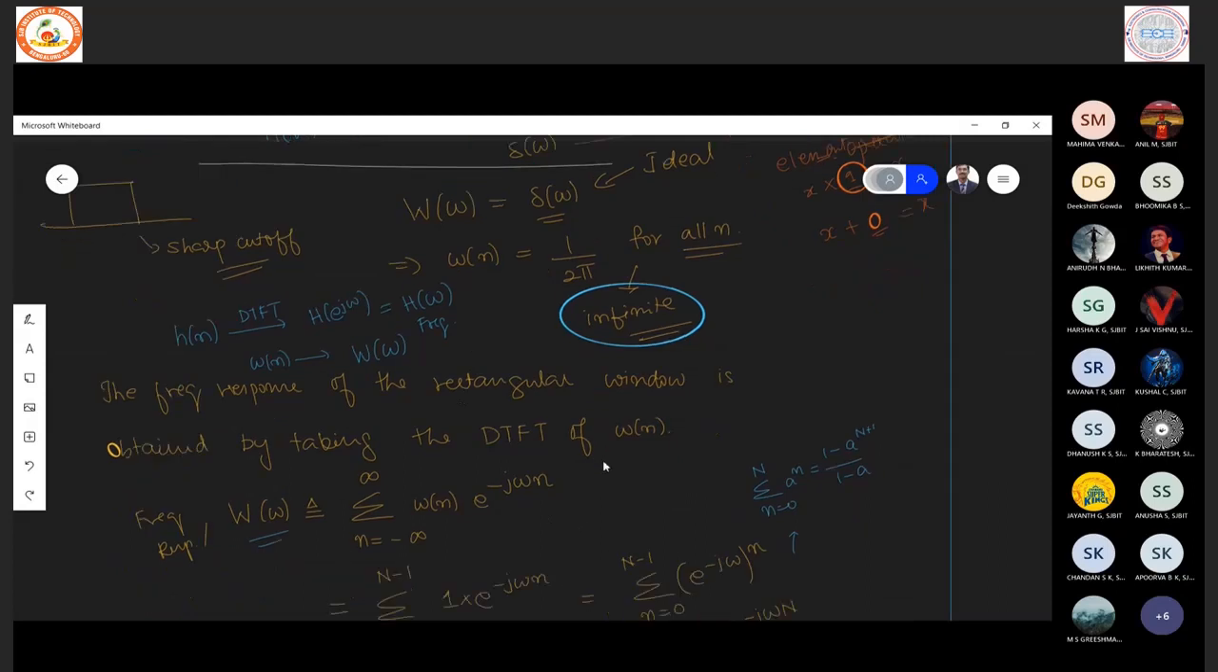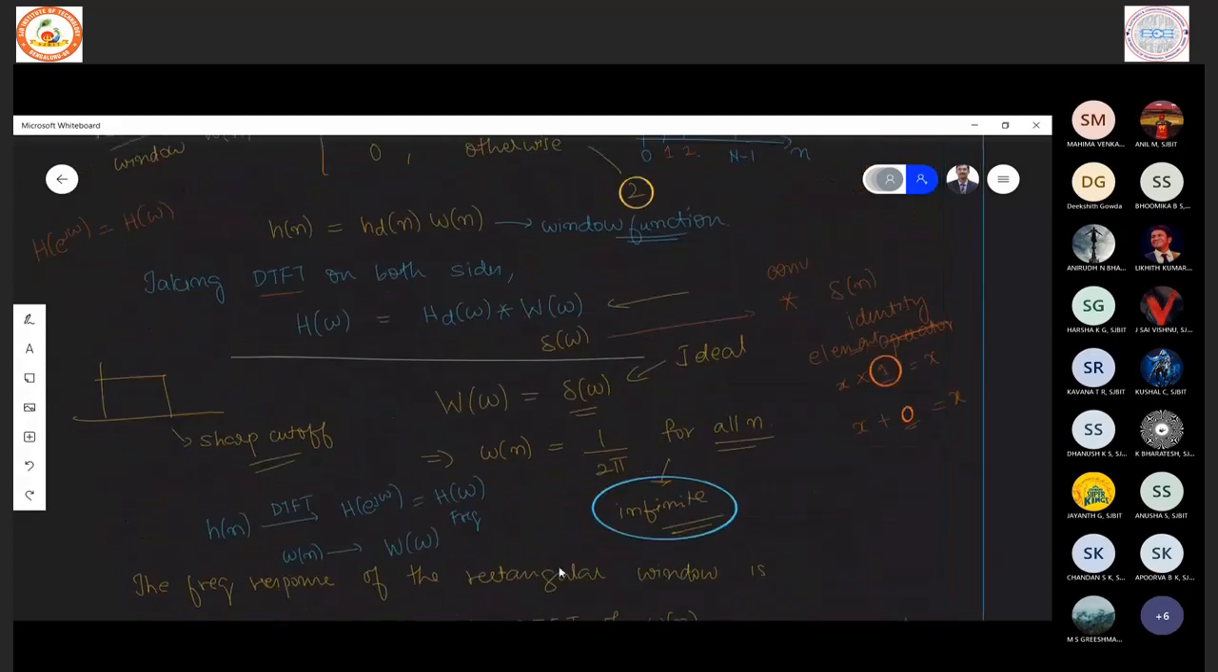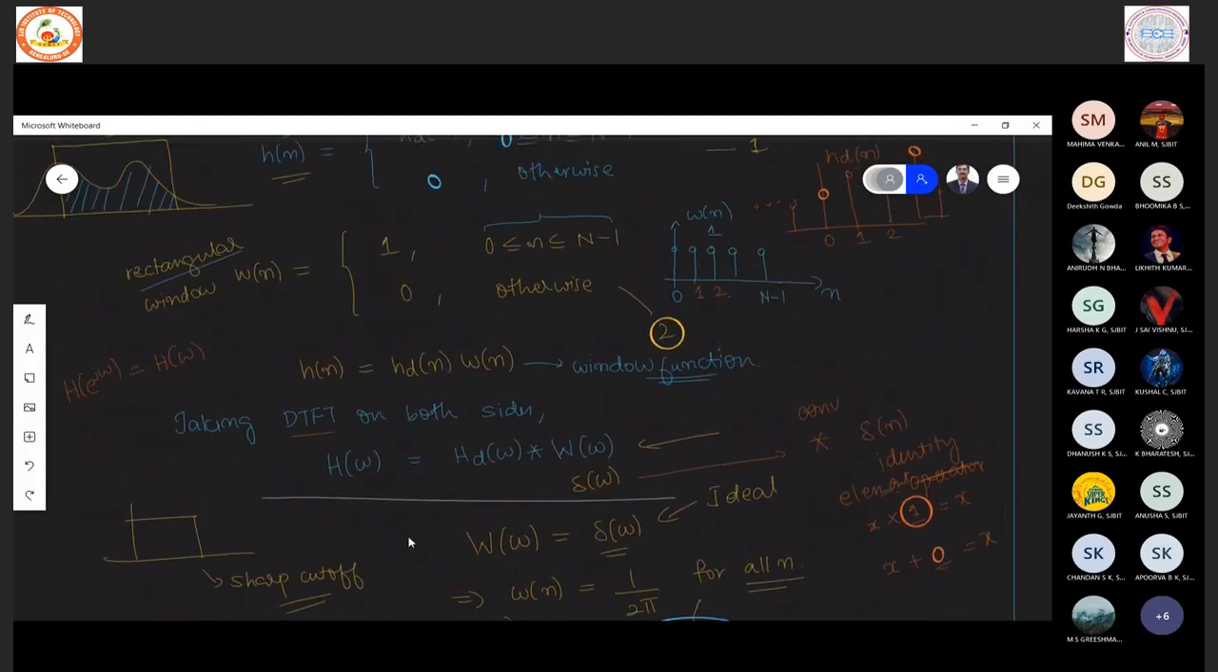Now, the frequency response of the rectangular window. The term that we just described here, the window, is called a rectangular window. Why is it called a rectangular window? You can see the shape. The shape looks like a rectangle. It is a discrete version, but still, if you look at the outline, it looks like a rectangle. So this is how a rectangular window is defined.